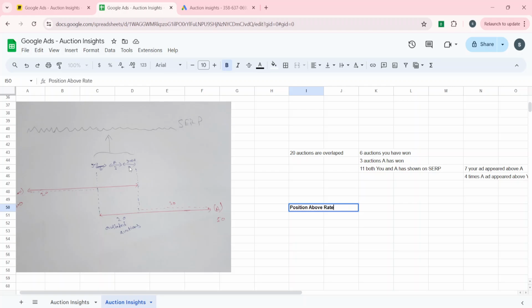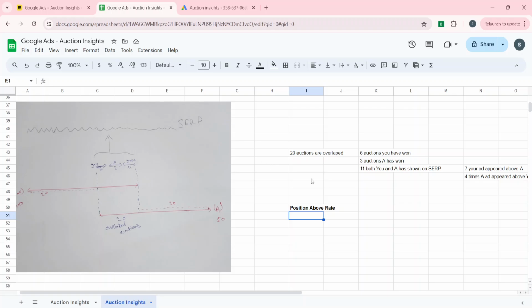Okay, so this position above rate is calculated based on the overlap rate. Please understand very carefully. That is, when you and your competitor have shown ads at the same time, it is how many times the competitor's ad has shown above you. Please remember, this is about the competitor's ad. So how many times the competitor has shown the ad above you, this is what the position above rate is.